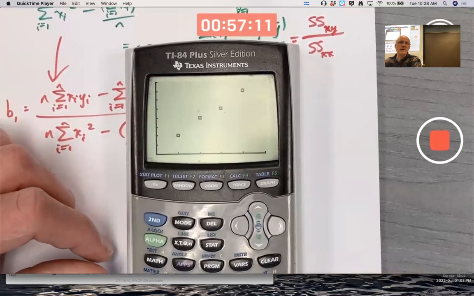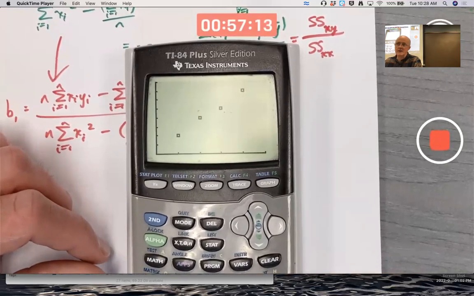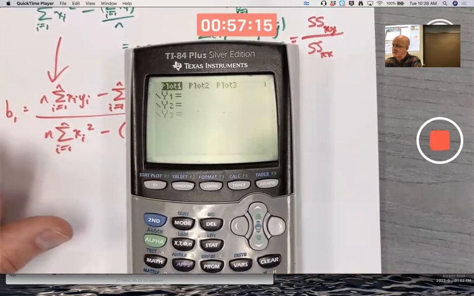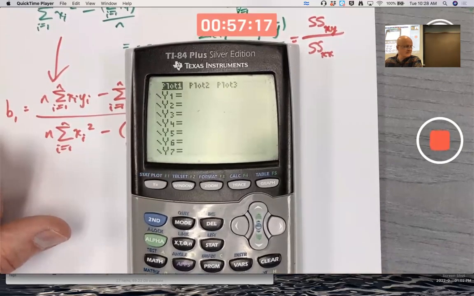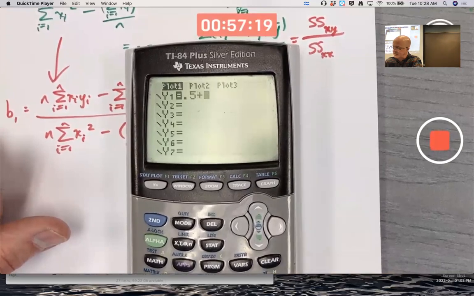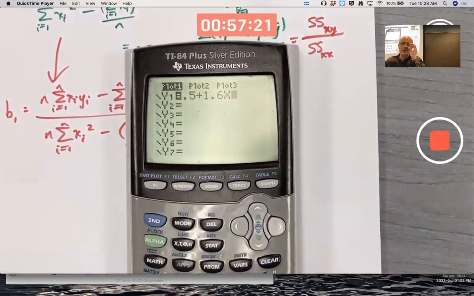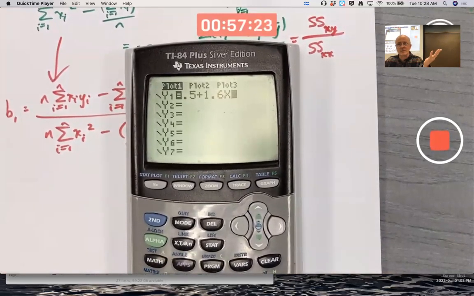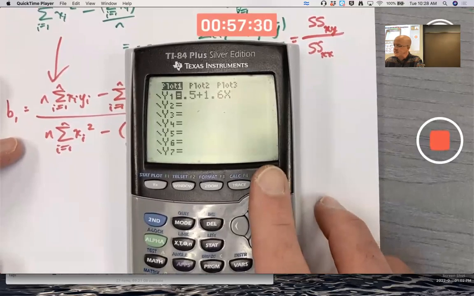If you go back to the ordinary y equals screen, if you already happen to know the regression line, you can plug it in. It was 0.5 plus 1.6x. Of course, by the commutative property for addition, you can also write that as 1.6x plus 0.5. You all know that. Hit graph again, you'll see the regression line.